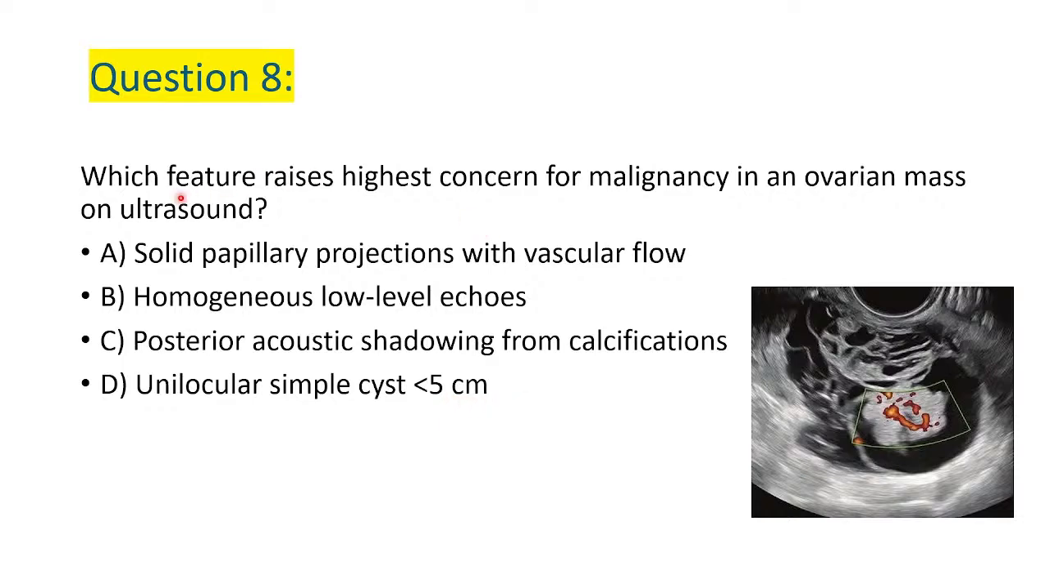So again, question 8. Which feature raises the highest concern for malignancy in an ovarian mass on ultrasound? A. Solid papillary projections with vascular flow. B. Homogeneous low-level echoes. C. Posterior acoustic shadowing from calcifications. D. Unilocular simple cyst less than 5 centimeters. So what is the correct choice?